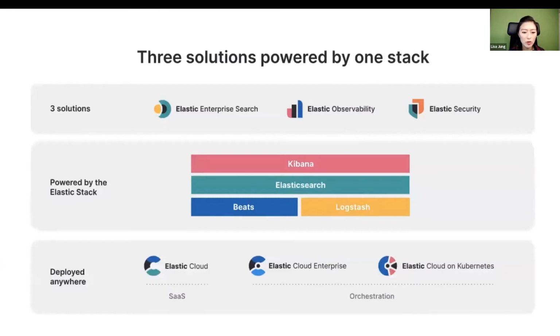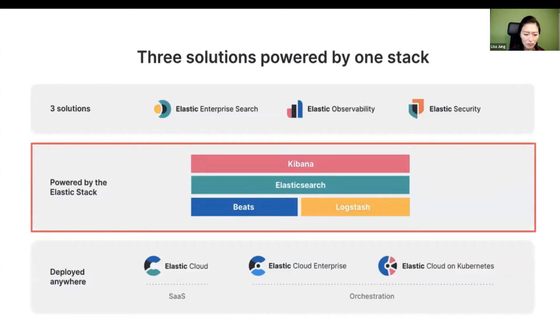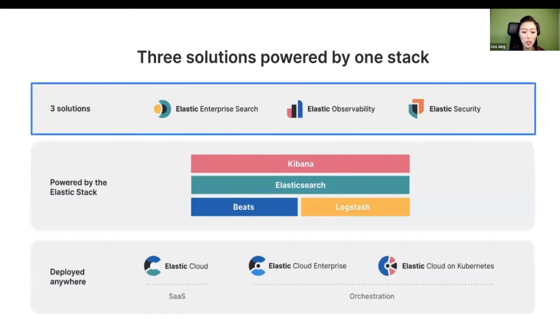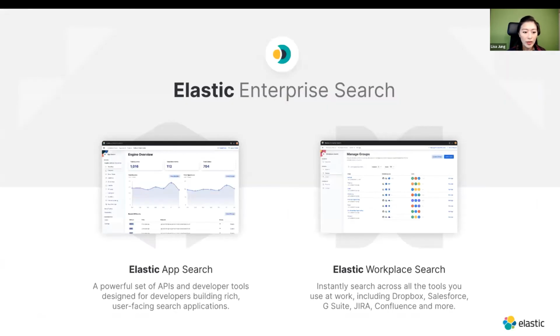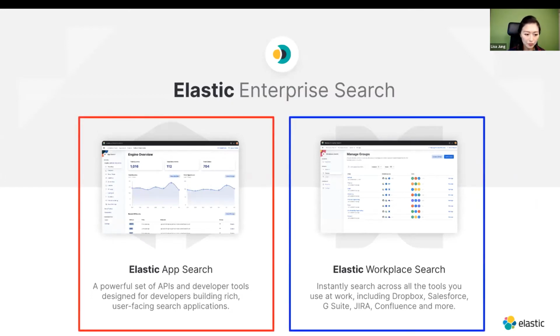So this diagram shows you all of the Elastic offerings and how these are deployed. So at the core of Elastic, we have the Elastic Stack, and we built 3 solutions on top of the stack. And these solutions are Elastic Enterprise Search, Elastic Observability, and Elastic Security. Now, these solutions don't consist of separate products. It's more of a refined way of using the Elastic Stack towards specific use cases. So let's start off with the Elastic Enterprise Search. Now, this solution consists of 2 products, App Search and Workplace Search.